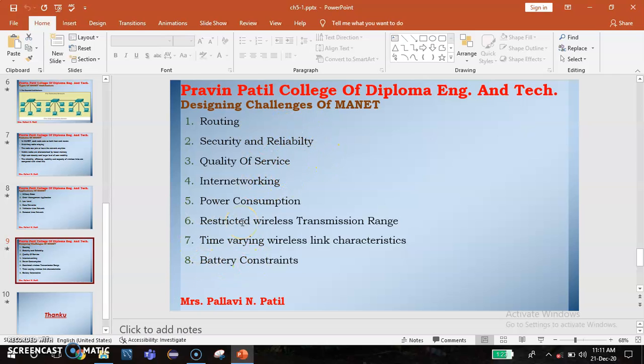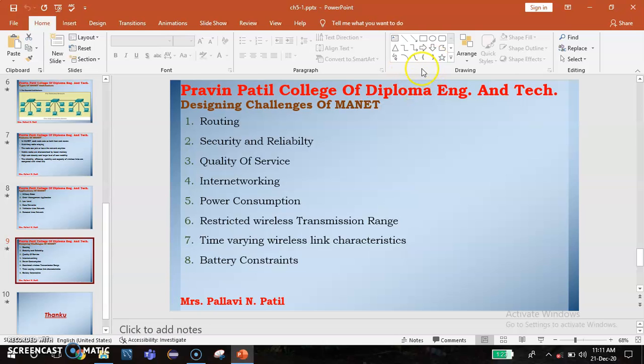The next is the restricted wireless transmission range. The radio range will be restricted in a wireless network, and as a result the data rate it can provide is much lower than what a wired network can provide. This means the routing procedure of a wireless network must use bandwidth in an optimal way.